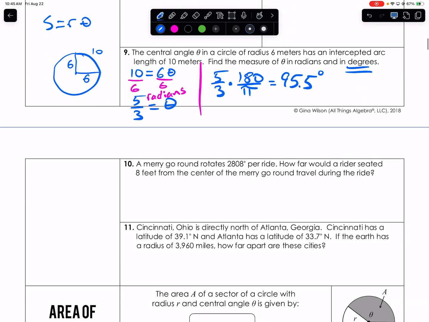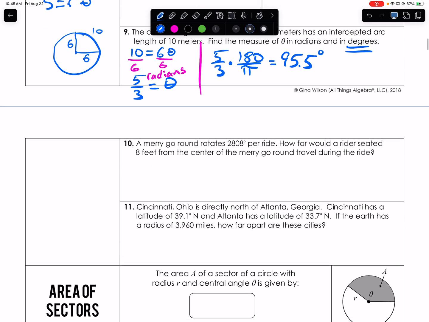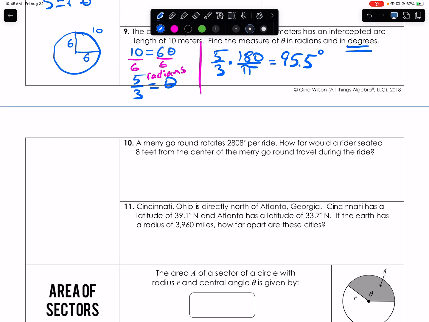We're doing number 10 and 11. So 10, a merry-go-round rotates 2,808 degrees per ride. So it goes around in a circle a bunch of times, right? Merry-go-round. How far would a rider seated 8 feet from the center of the merry-go-round travel during the ride? What's 8 feet? Radius. That's a radius. So I put R equals 8 feet, so I know that, right?